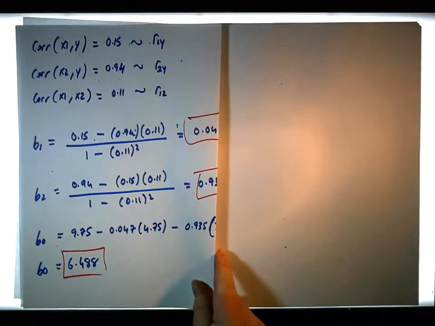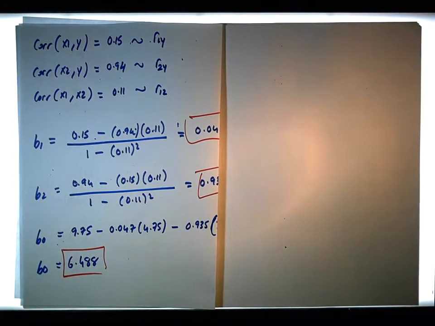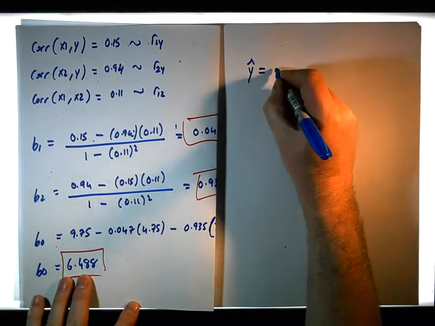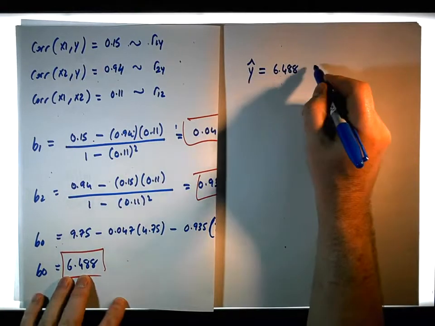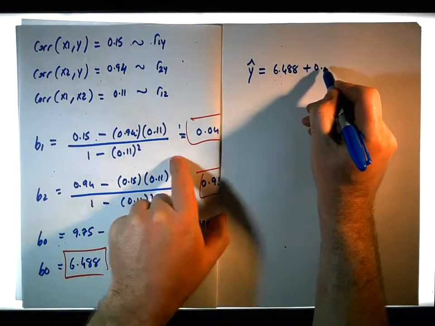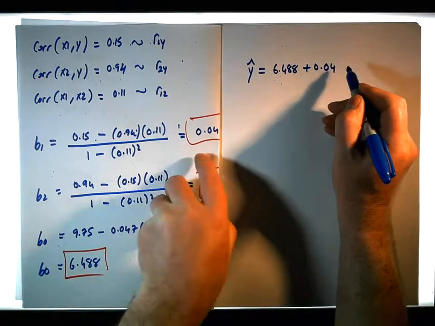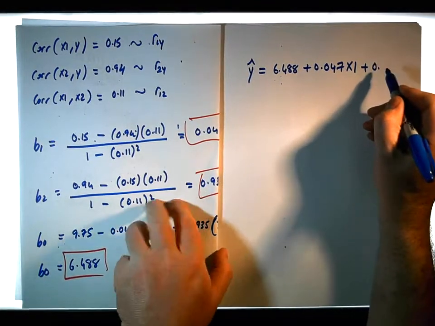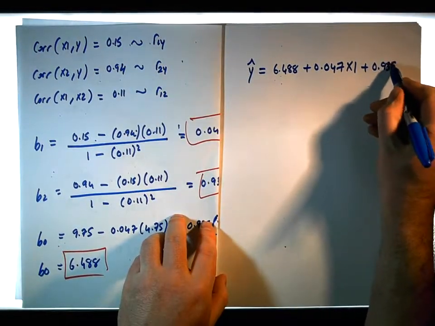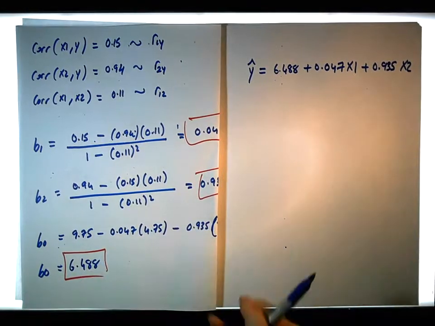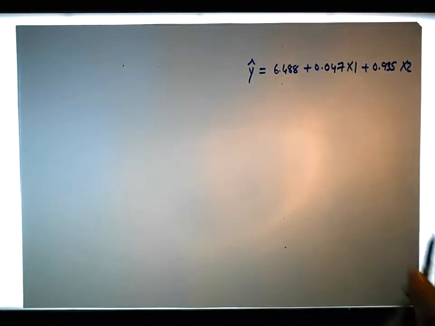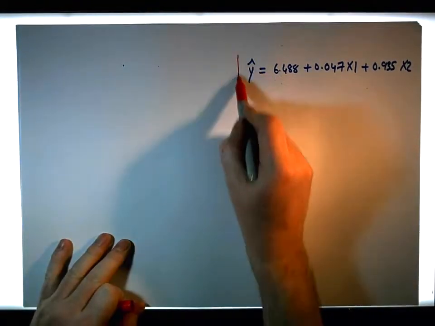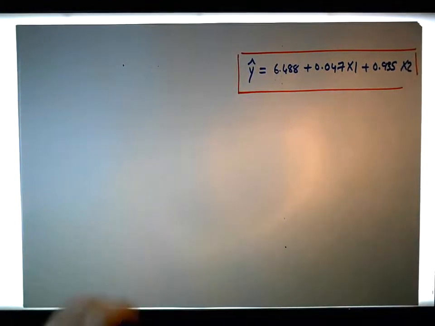that our estimated y's are equal to 6.488 plus 0.047 times the first independent variable plus 0.935 times the second independent variable. That's effectively the regression model now. That's how we're going to estimate these y values. So there's the model that we've effectively built.